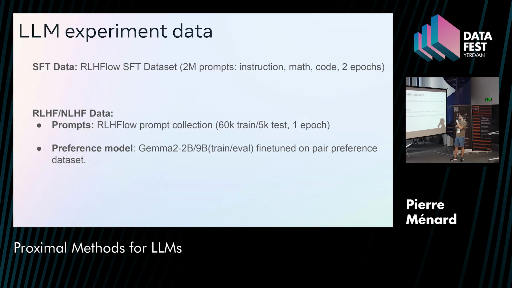And for the RLHF part, we use a similar dataset, but only with prompts, and the preferences are given by an LLM as a judge. We also trained on some pairwise preference datasets. And we use a bigger model for the evaluation, because we need more fine-grained evaluation than the one we use for training.